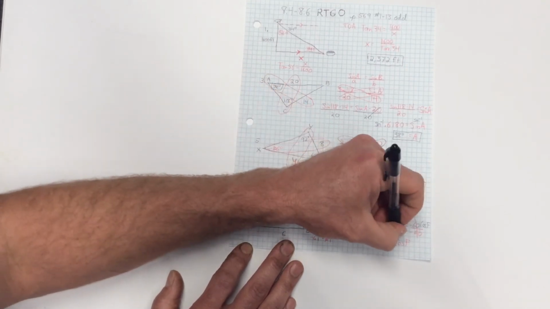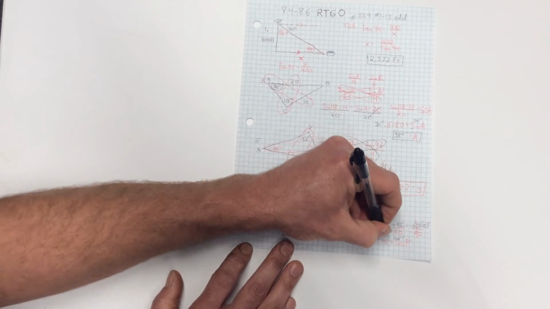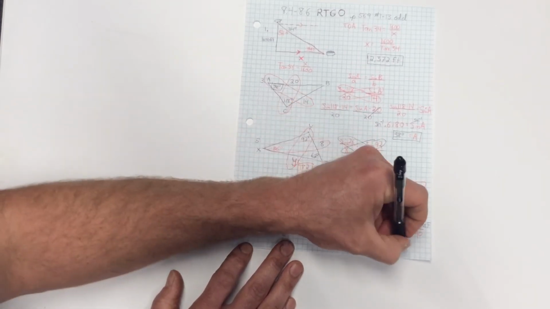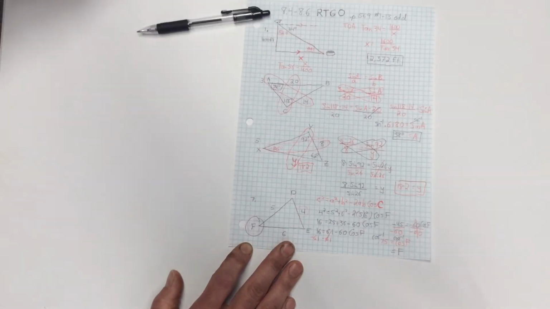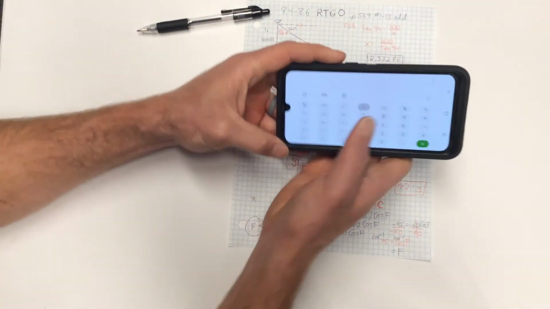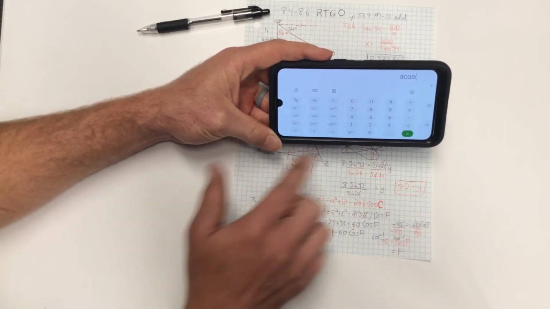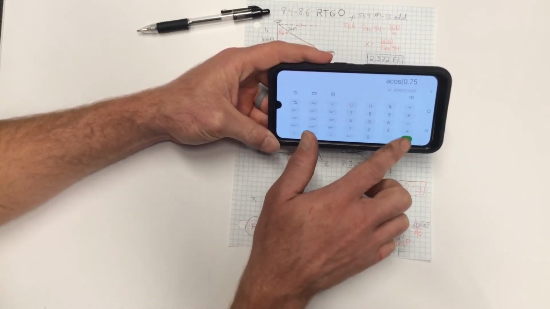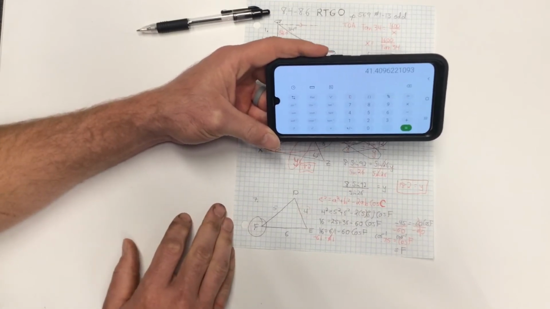But the opposite of this is going to be inverse cosine. Inverse cosine of 0.75, and that will tell us what angle F is. So I can sit here and go inverse cosine now, because I'm trying to find the angle. The angle of 0.75 is 41.4 degrees, or rounding to the whole degree, like it says, 41 degrees.